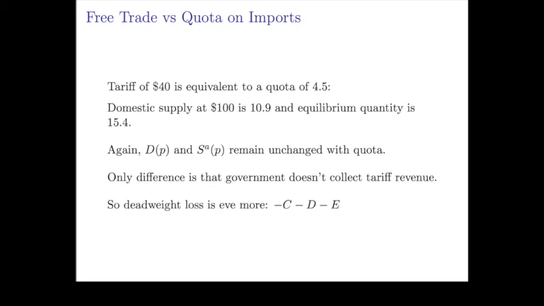So the deadweight loss in this case would be you'd lose C and you'd lose E just like before, but now the government is not collecting any revenue. So that part gets lost as well. So what we see here is that a quota is worse than a tariff. You're always better off to have a tariff than you are to have a quota. So at least the government would be raising revenue.